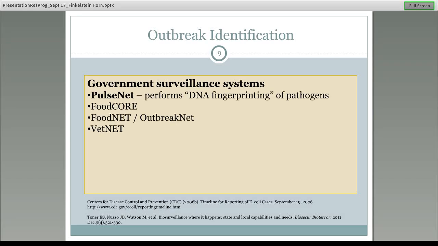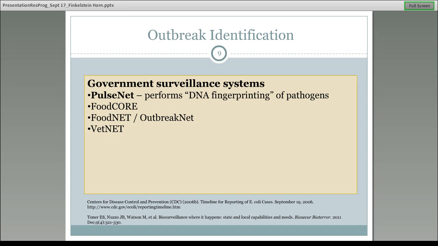Currently this is a part of the current response strategy, and there are multiple national labs and surveillance systems that are involved in identifying critical clusters of cases of foodborne disease. And the most important one for foodborne disease is PulseNet, a system of national labs coordinated by the CDC that perform molecular subtyping, also known as DNA fingerprinting, of foodborne disease-causing pathogens. And so, yes, PulseNet is the most important for foodborne disease identification.